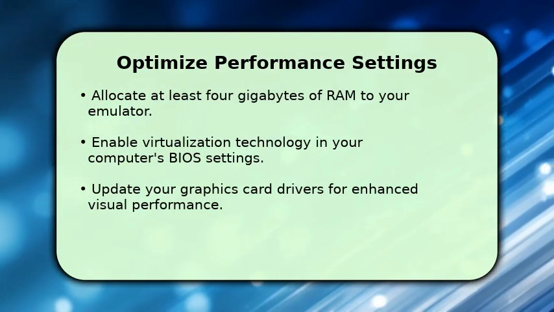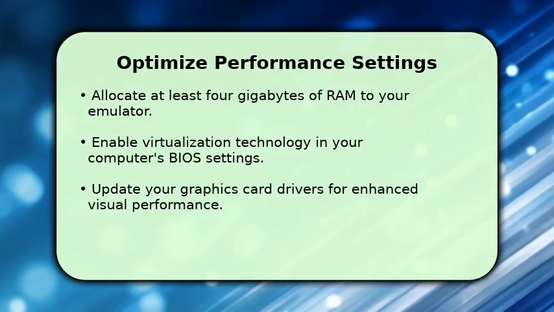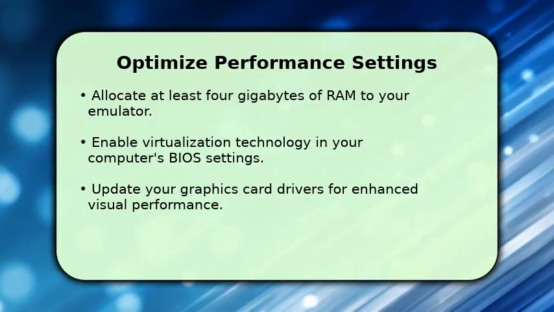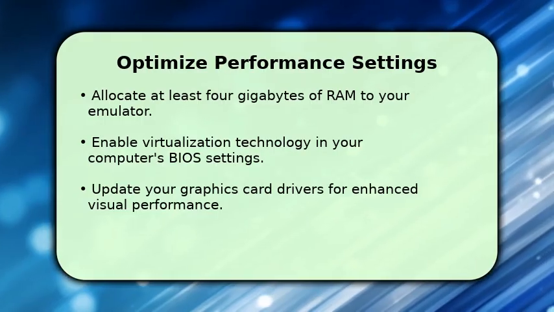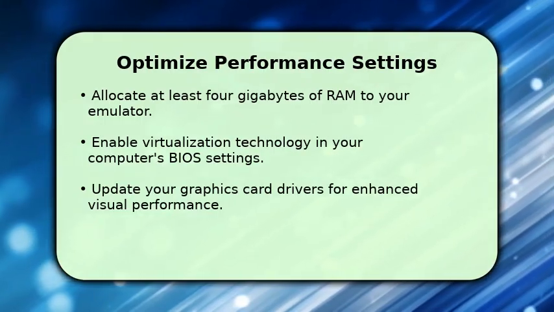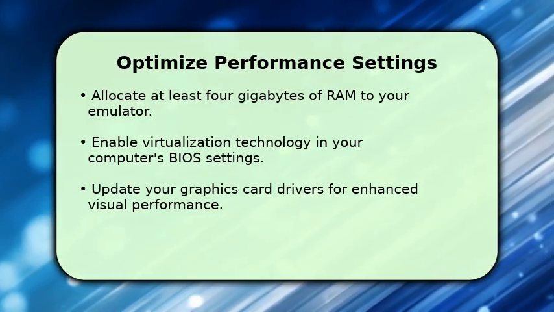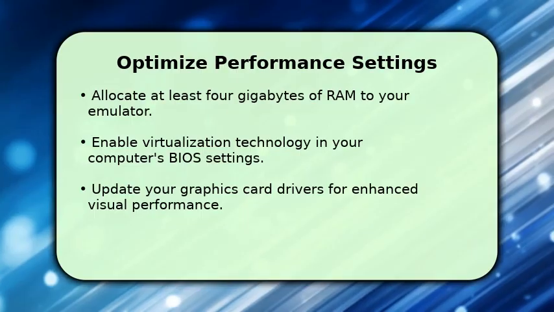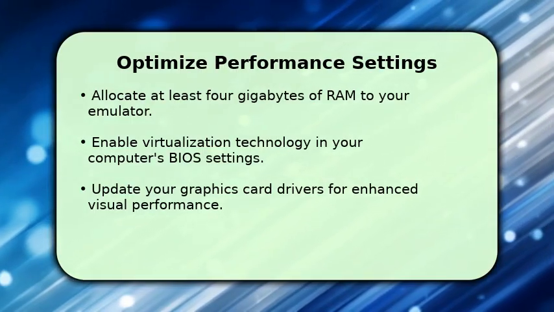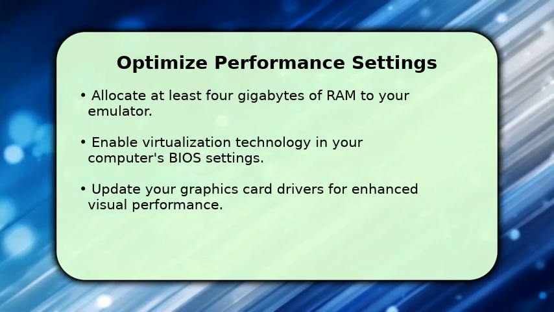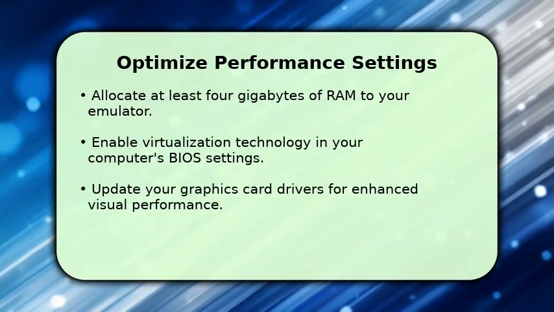To ensure the best eFootball experience, optimizing performance is key. Access your emulator's settings and allocate sufficient resources. We recommend assigning at least 4 GB of RAM and 2 to 4 CPU cores. Also, verify that virtualization technology like Intel VT-x or AMD-V is enabled in your computer's BIOS. This significantly boosts emulator speed. Finally, keep your graphics drivers updated to the latest version for smoother frame rates and improved visual fidelity.